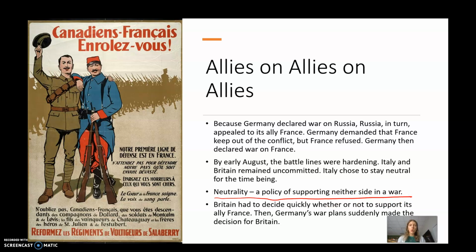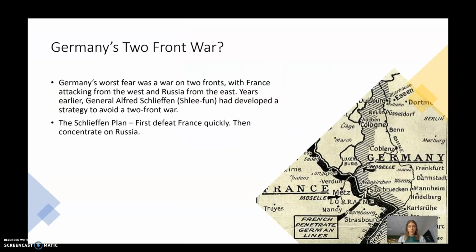The U.S. was neutral until halfway through because we didn't want to get involved as well. So next point, Britain had to decide quickly whether or not it's supposed to support its ally France. They were trying to decide, should we get in the war or should we not? But then Germany actually does something that gets Britain involved, and this is what they do.